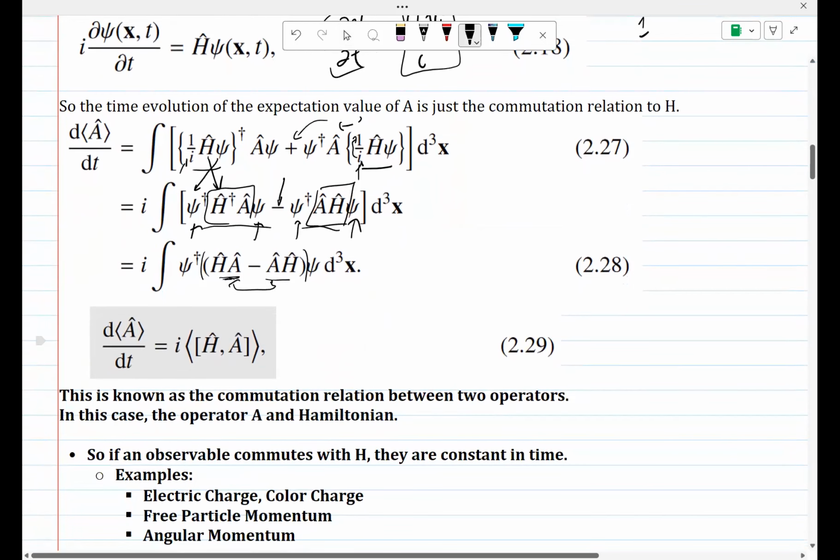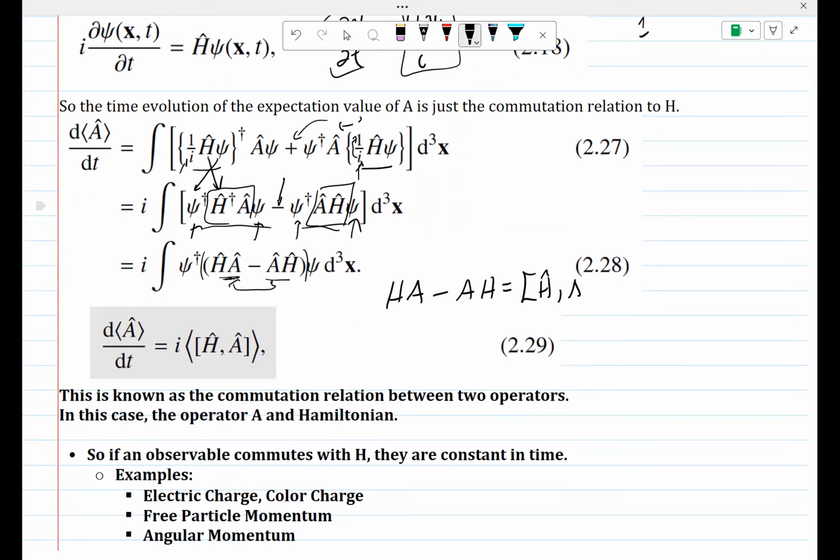So the way we're going to define this is that instead of writing HA minus AH all the time, we're going to define this as HA minus AH, and call it with little square brackets around, H comma A. These are all operators. This is known as the commutator. The commutator basically tells you, if you switch the order of this multiplication, does it make a difference?